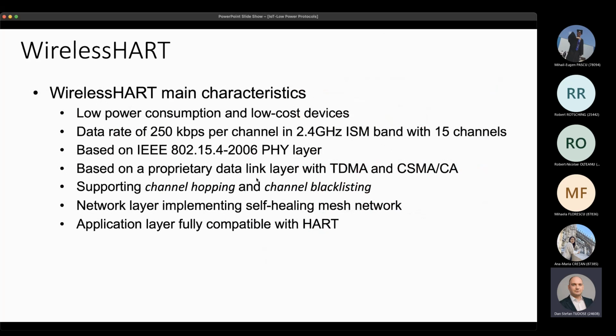As main characteristics, you have low power consumption and very low cost devices, exactly like Bluetooth and ZigBee. The data rate is very similar to ZigBee, so you have 250 kilobits per second over the 2.4 gigahertz range. You have 15 channels of communication in that frequency spectrum. It's based on 802.15.4, just as ZigBee, but the data link layer is proprietary. It has a TDMA and CSMA collision avoidance scheme. It supports channel hopping and channel blacklisting, and you have an application layer which is fully compatible with the wired level of HART.